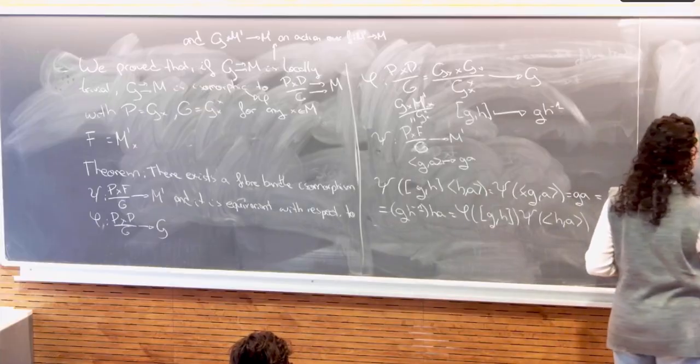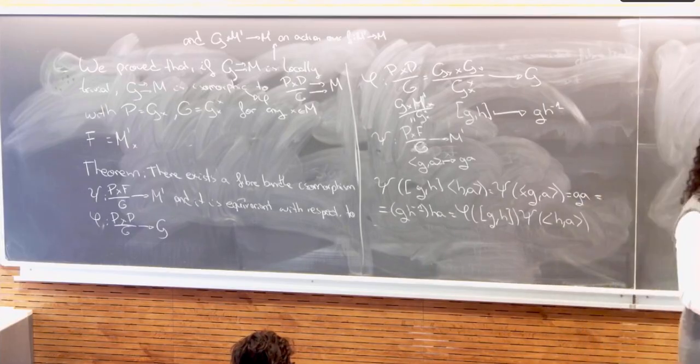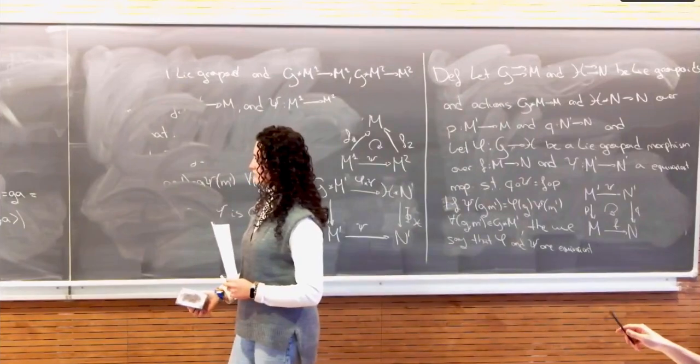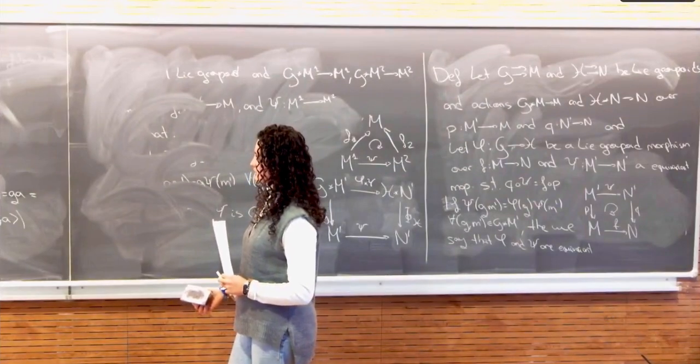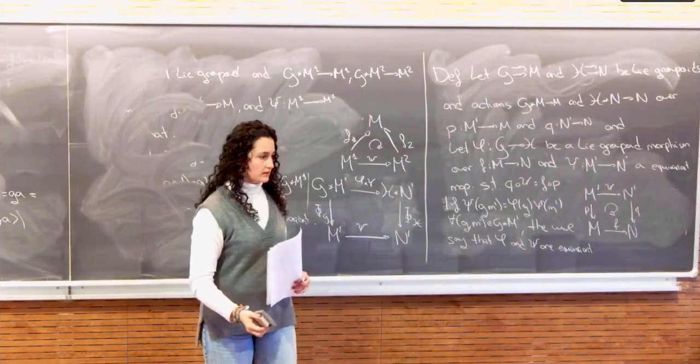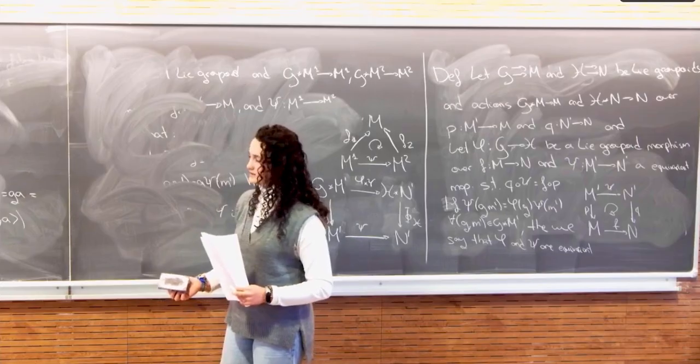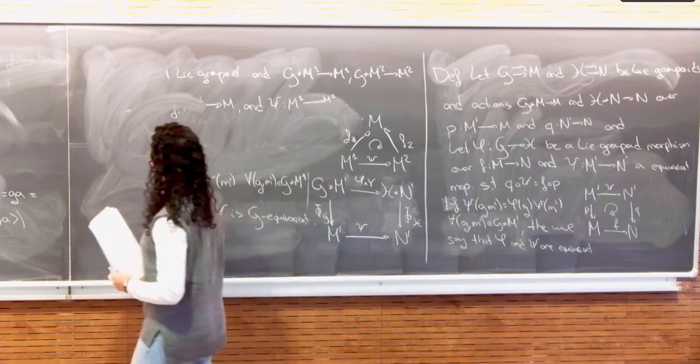Sorry, are we assuming that df defines a fiber bundle, like the m prime over m? Yeah. Okay. Yeah, because if not, it doesn't make sense. Okay. Yes, sorry. Thanks.